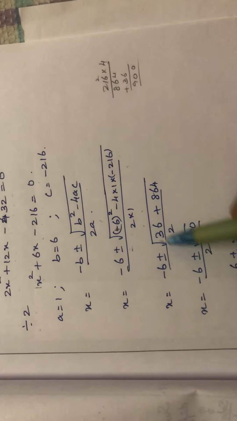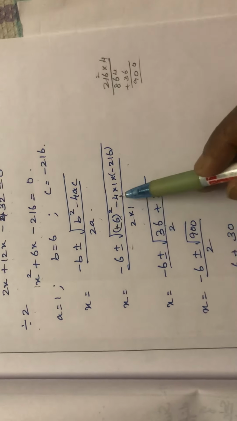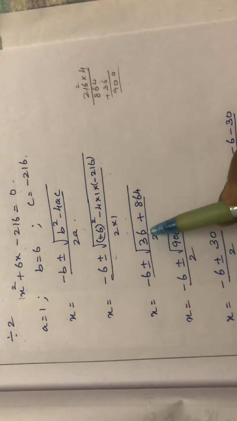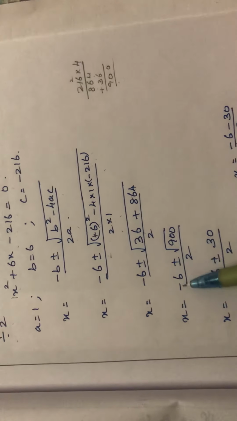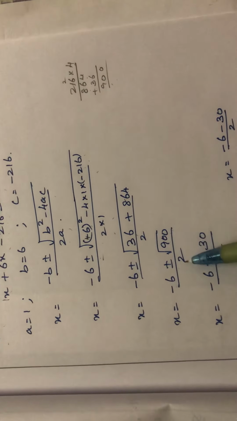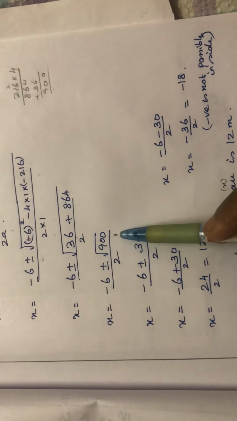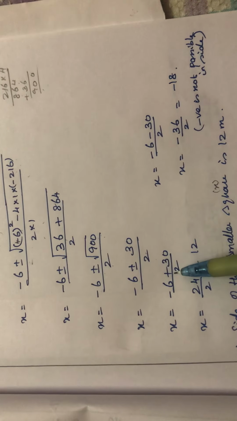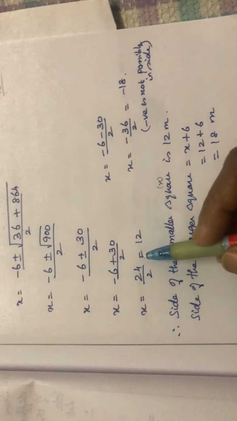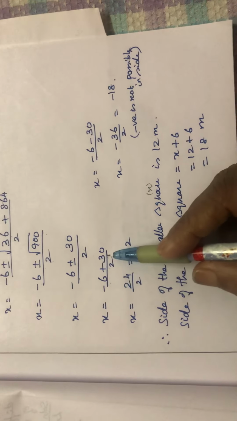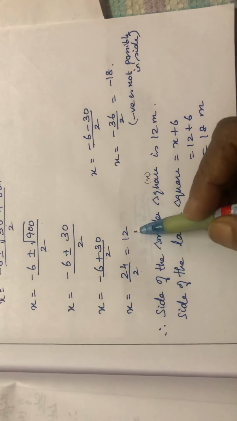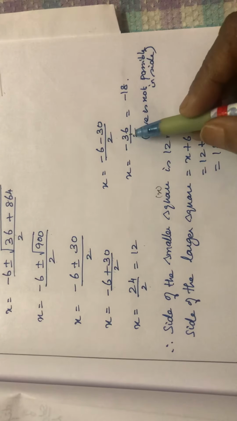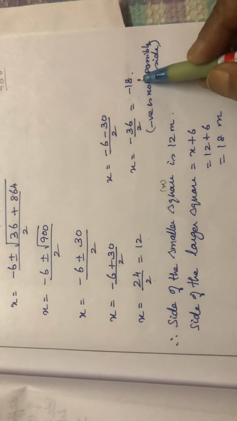Minus 6 plus or minus, 6 square is 36, plus 4 into 216 is 864. 864 plus 36 will give you 900. So minus 6 plus or minus square root of 900 by 2. So square root of 900 is 30. So minus 6 plus or minus 30 by 2. First I am going to take for addition. So minus 6 plus 30 by 2. When I am simplifying, minus 6 plus 30 will give you 24. 24 by 2 is 12. Second, when I am doing subtraction, minus 6 minus 30 by 2. So x is equal to minus 36 by 2, which is equal to minus 18.